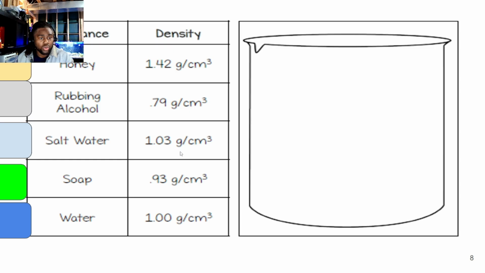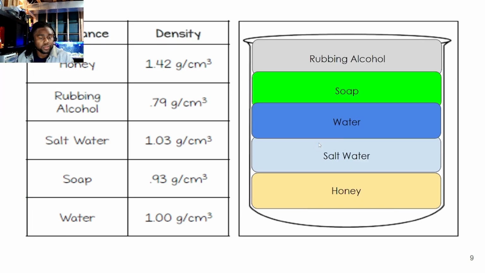If you were to place these into a beaker, over time they will separate into their respective layers. Obviously the one with the highest density would go to the bottom, the one with the lowest density would rise to the top. So this should be the order: rubbing alcohol, soap, water, salt water, and honey.